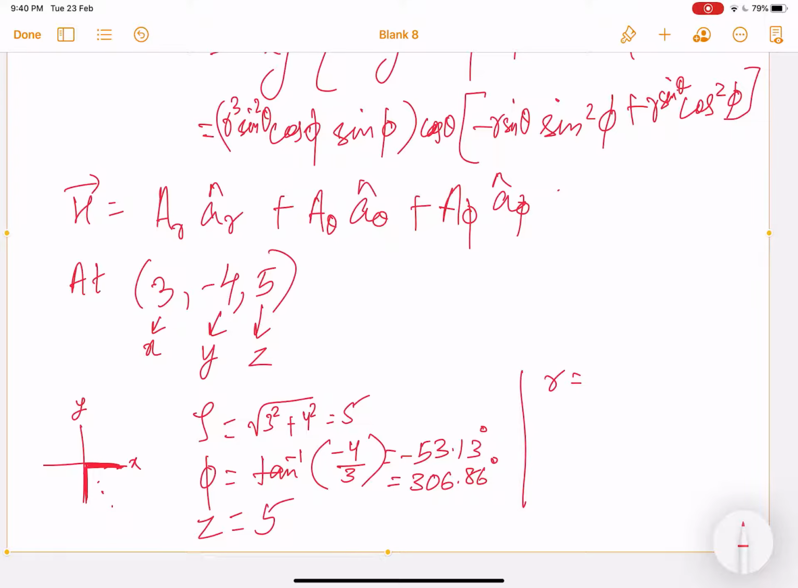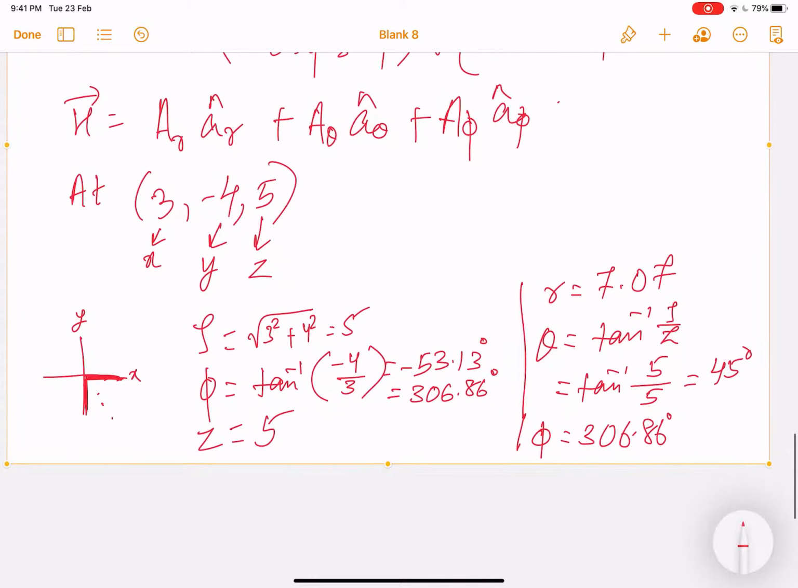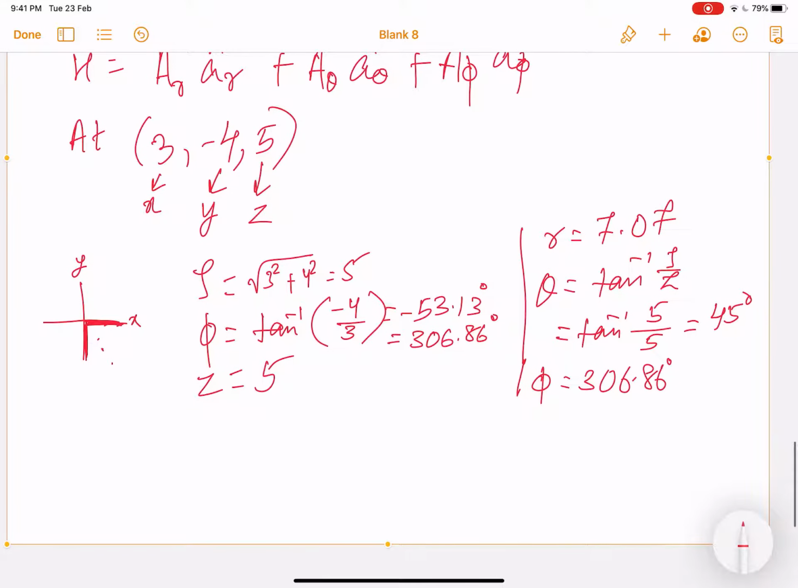Then next r will be root over of 3 square, that is 9, minus 4 square, that is 16, plus 5 square, that is 25. If you solve it, you'll get this. Check it out. Then theta is equal to tan inverse of rho by z. My rho is 5 divided by z, that is 5, so 1. So this will be 45 degrees. And phi, you just calculated. You guys also do with me and tell me if I'm doing it correctly or not.